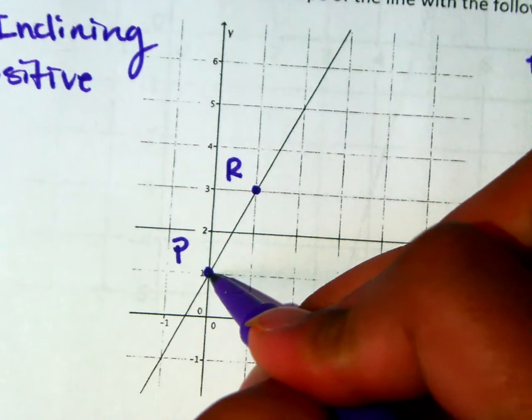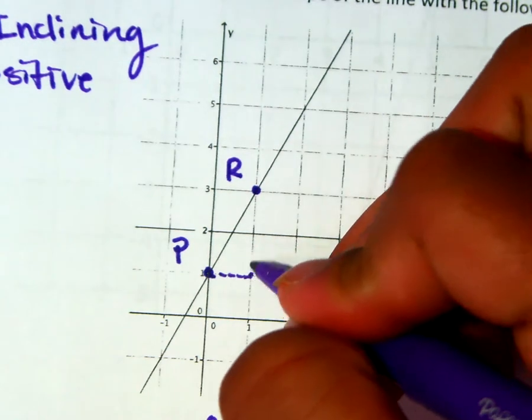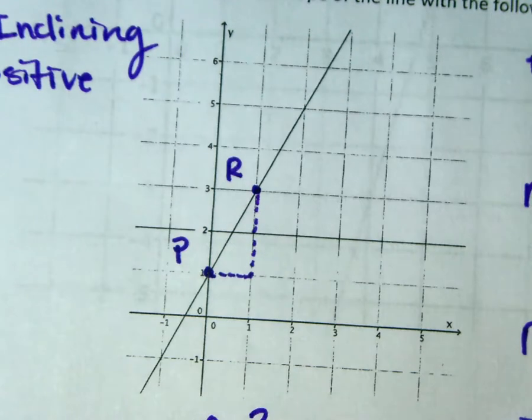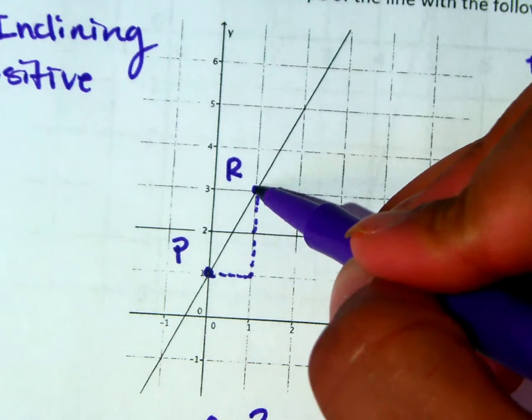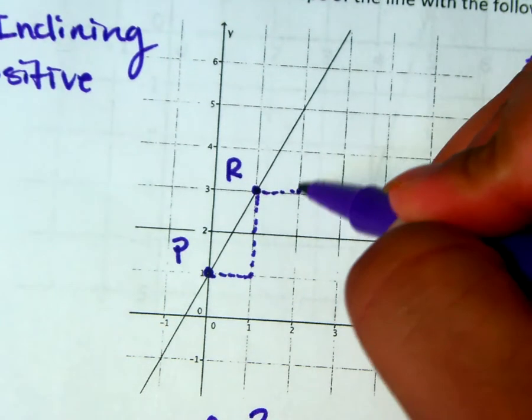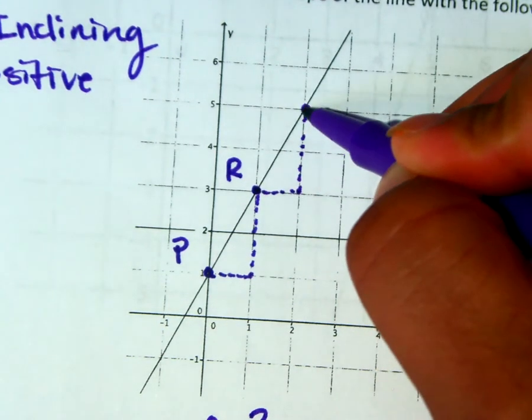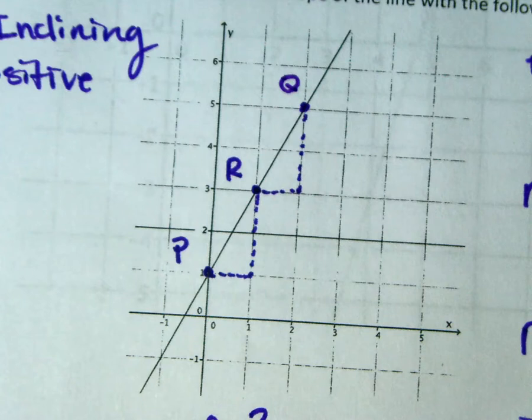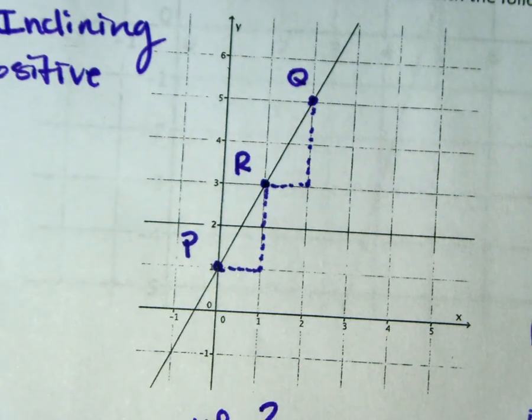All right, so I create one slope triangle by venturing out to the right, going up to get to point R. So I'm going to do the same thing and find point Q. I'm going to venture out to the right 1. I'm going to go up 1, 2. And I find that point Q would actually be located at ordered pair (2, 5).